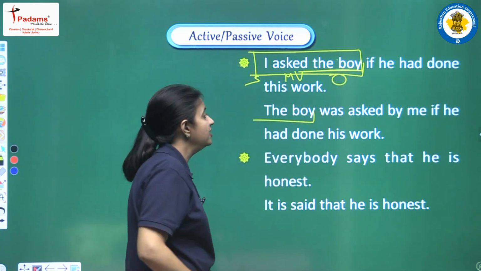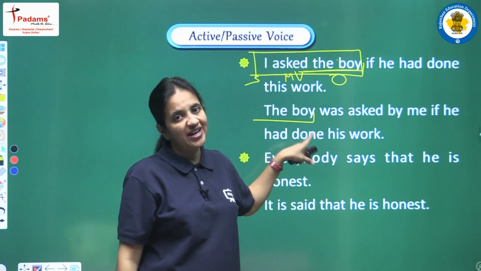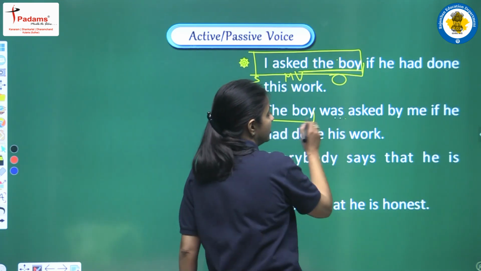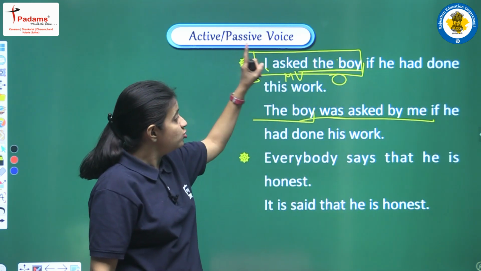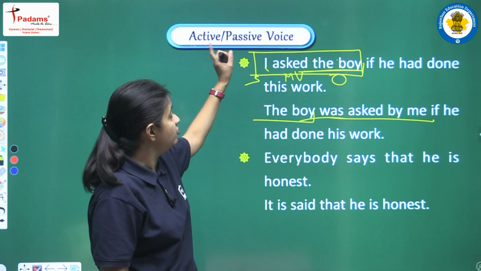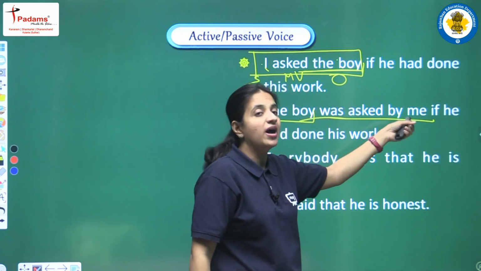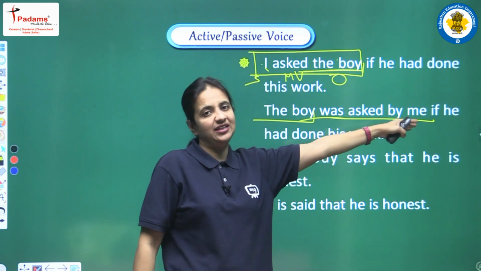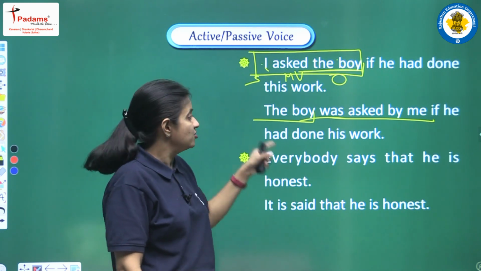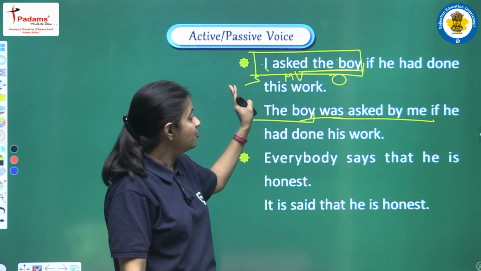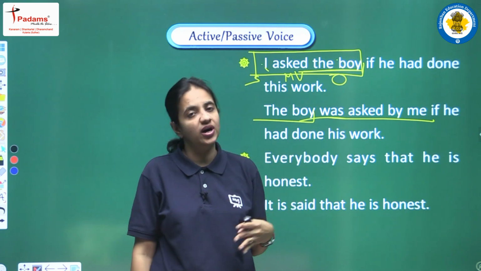The boy, that is the object. Asked, this is past simple. So according to that we are writing was, then third form asked and by me. Okay, so इतना जो main clause है उसको हमने passive voice में change कर दिया. Active: I asked the boy. Passive voice is the boy was asked by me. After that we have to write the subordinate clause as it is without doing any changes. So our complete sentence will be, the boy was asked by me if he had done his work.